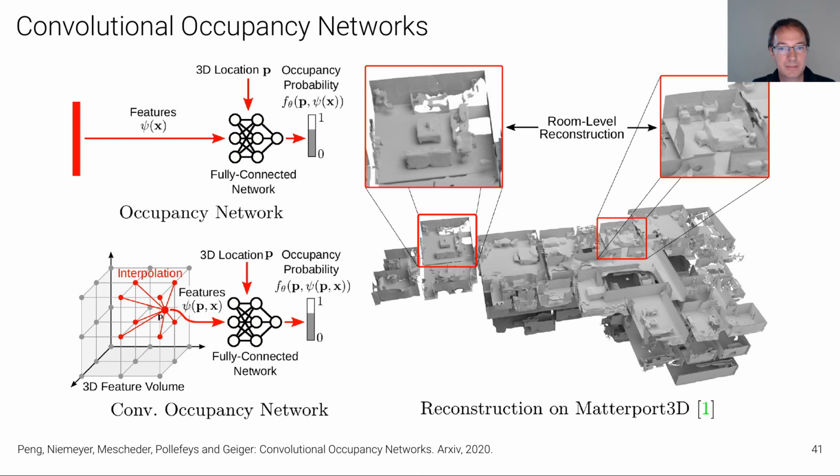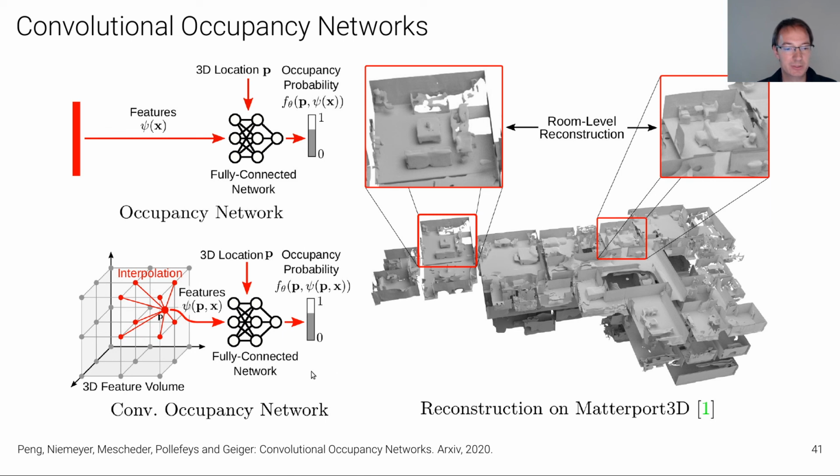Another thing we recently did is looking into the 3D representation itself. One fundamental limiting factor of these occupancy networks is that we use a very simple, fully connected residual network that takes a global shape encoding, global image encoding, and then produces an occupancy probability for each of the 3D locations. So this is limited because this fully connected network is not expressive enough to handle scenes of that size here. This is an example from the Matterport dataset that contains many rooms of a building.